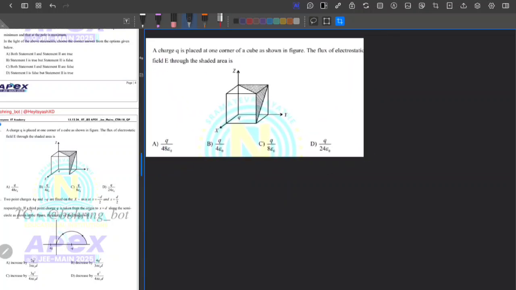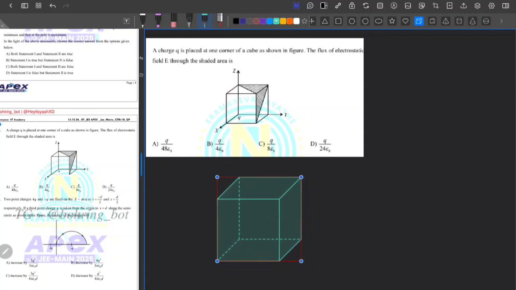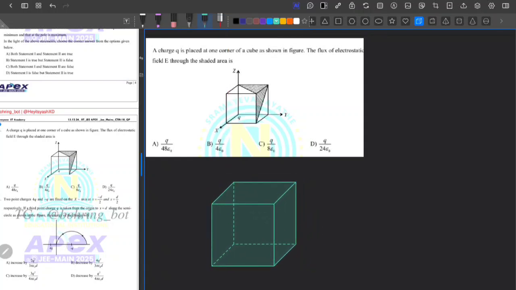A charge q is placed at one corner of a cube as shown in the figure. The flux of an electrostatic field through the shaded area is. Now the charge is placed at one corner, right? So let me draw the diagram for clarity. First you need to understand the concept of flux. For example, I'm keeping a charge over here. If I want to apply the Gauss law, you have to place 8 similar cubes.